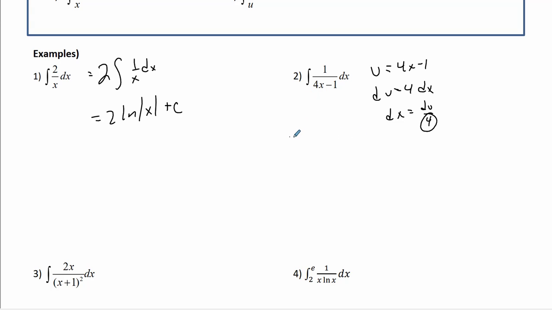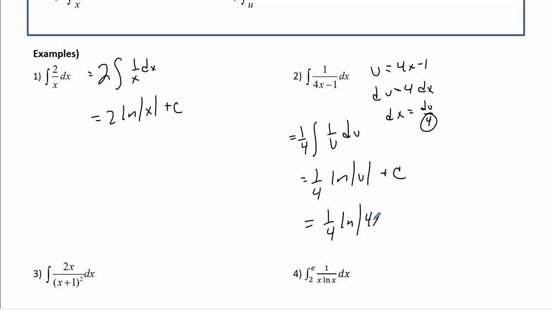So this can be rewritten as 1/4 times the integral of 1 over u du. And therefore I get 1/4 times the natural log of the absolute value of u plus some c, which equals 1/4 of the natural log of the absolute value of 4x minus 1 plus some c. Okay, I got to plug that u back in, right?